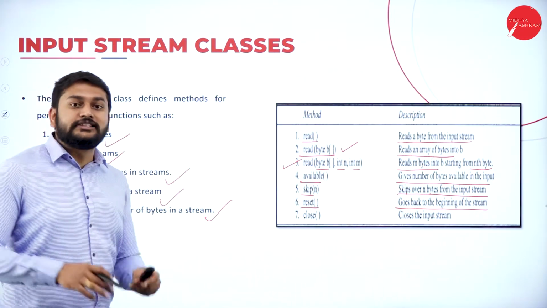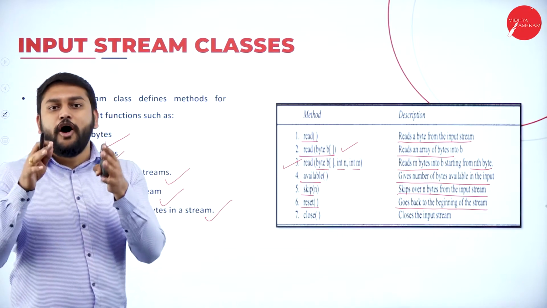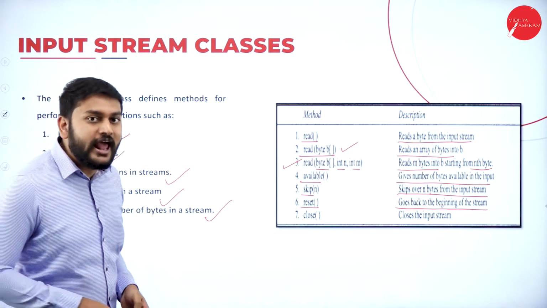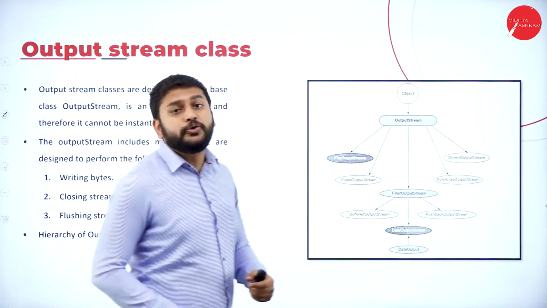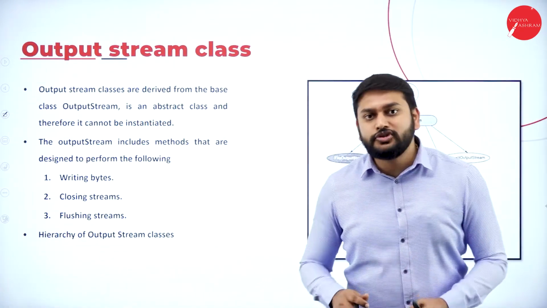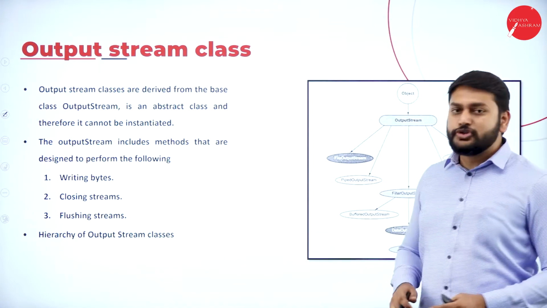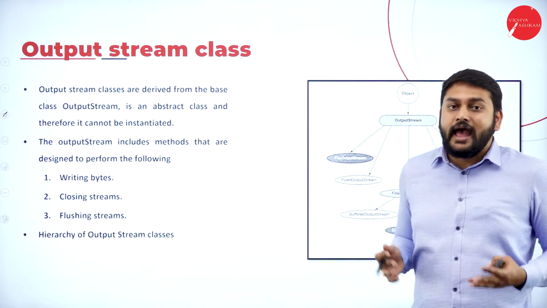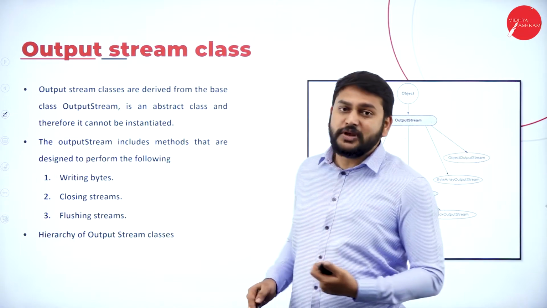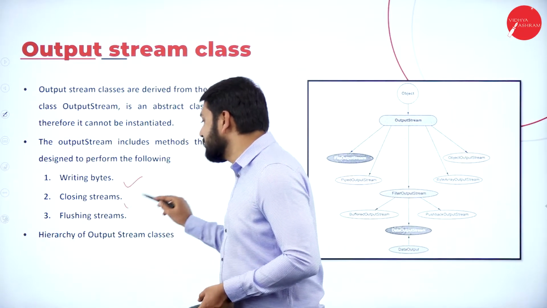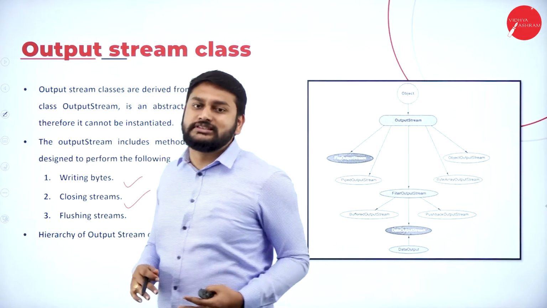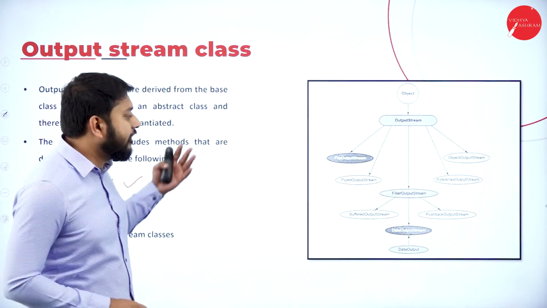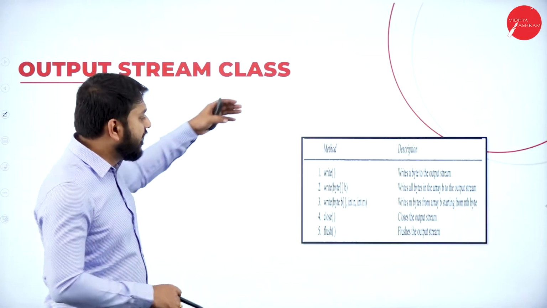Moving forward to the next subclass of byte stream. What is it that I have? Can anybody guess? Yes, of course, it's nothing but output stream. When it comes to the output stream, it helps me to write the bytes, close the stream and flush the stream. To perform all these operations, I have different methods which I have listed here.